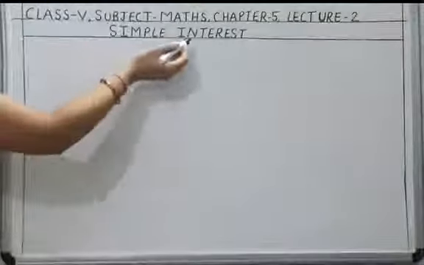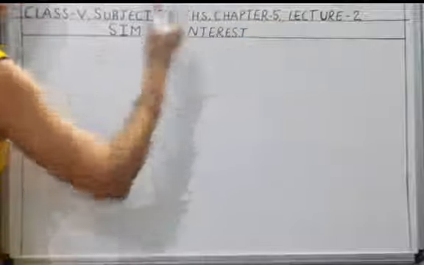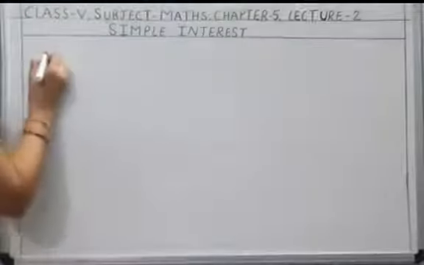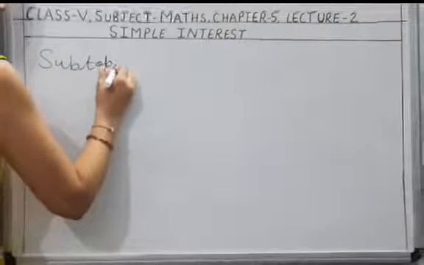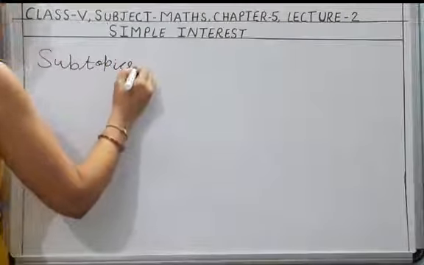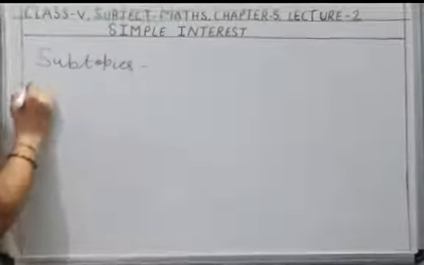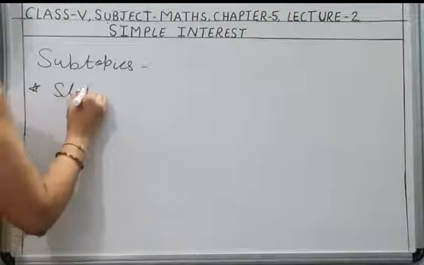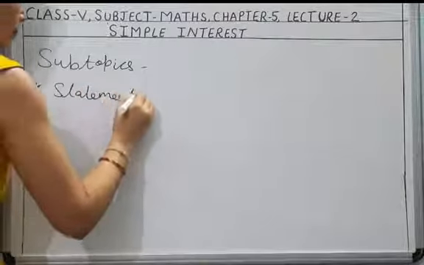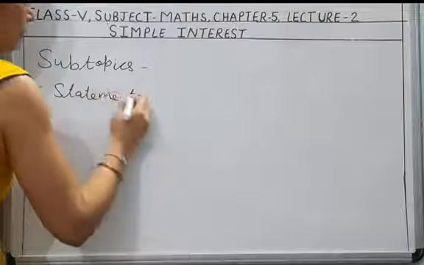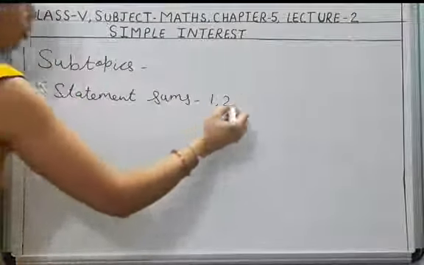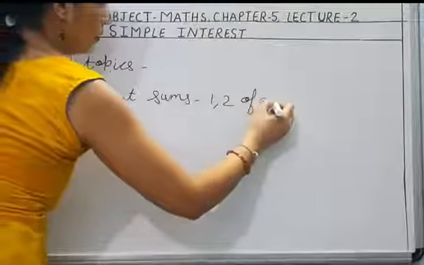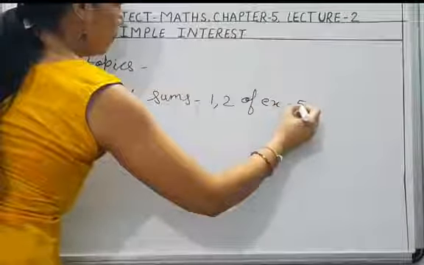This is our chapter 5. Name of the chapter is simple interest and it is lecture number 2. Today's subtopics are: we will do statement sums, questions 1 and 2 of exercise 5B.